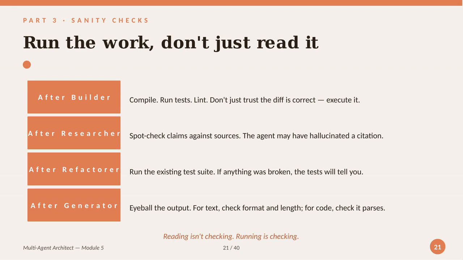After a generator agent, eyeball the output. For text, check format and length. For code, check it parses. For structured data, check the structure. The eyeball is cheap. The failure to do it is expensive. Reading isn't checking. Reading the agent's output is just a heavier version of trusting it. Running the output is what tells you whether reality agrees with the agent. The pattern across all 4 examples is the same: touch reality somehow, in a deterministic way that doesn't depend on another LLM. That's verification.